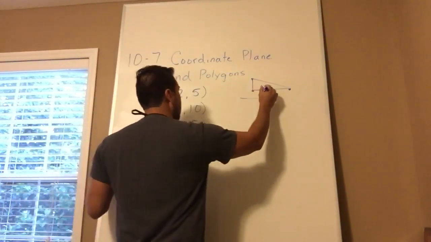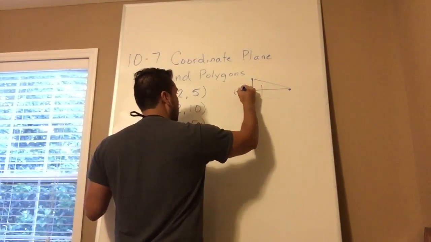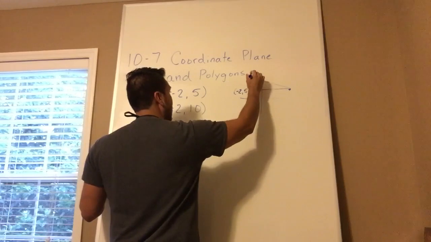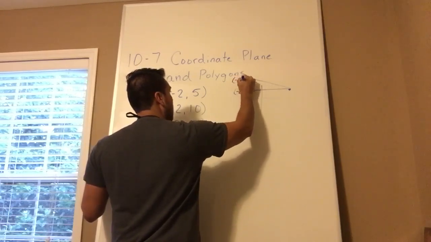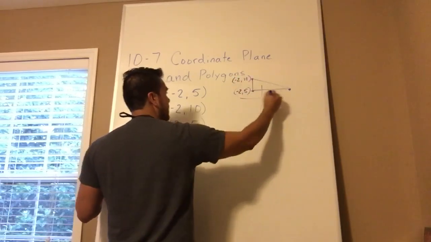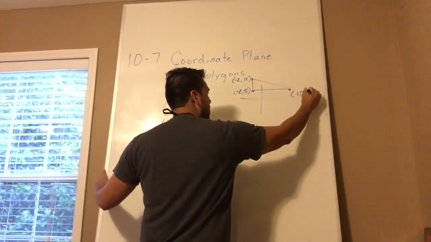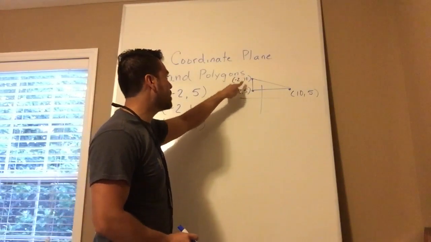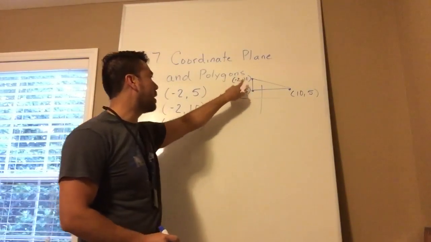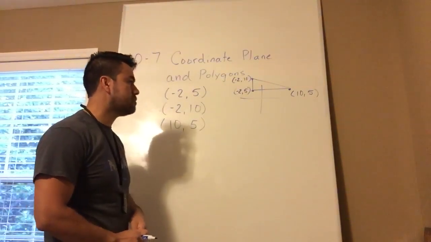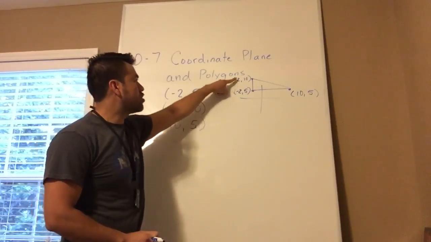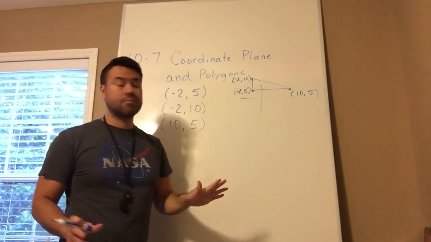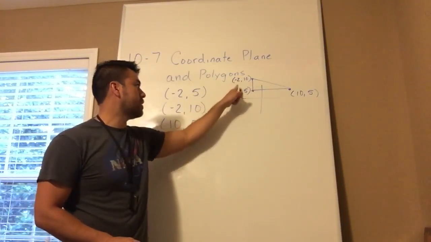So here I had -2, 5, and then up here I had -2, 10, and then over here I had 10, 5. Okay, that helps me out. Okay, I want to find the distance between these 2 points right here. All right, so which coordinate is the same? Is it the x-coordinate or the y-coordinate that's the exact same? Well, it's the x-coordinate, -2, -2.